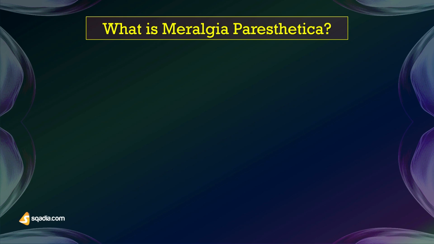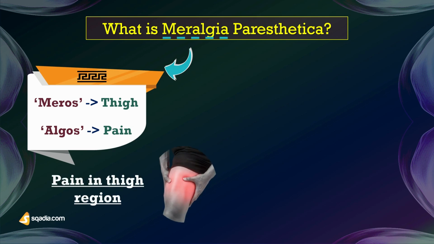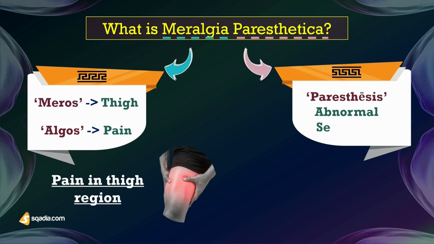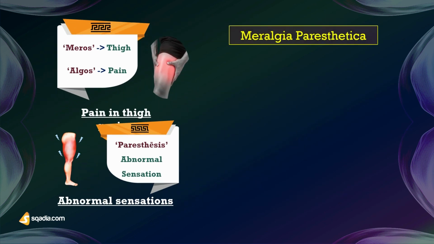If we break down this term, the word meralgia is derived from the Greek words meros, meaning thigh, and algos, meaning pain. It refers to pain in the thigh region. The term paresthetica is derived from the Greek word paresthesis, which means abnormal sensation. It refers to abnormal sensations like tingling, burning, or numbness experienced by individuals with this condition. Together, it becomes Meralgia Paresthetica.